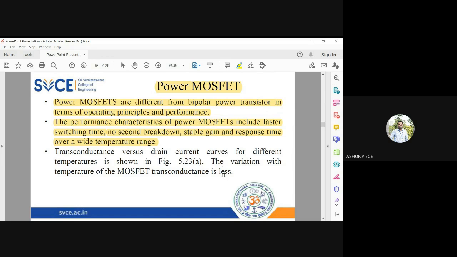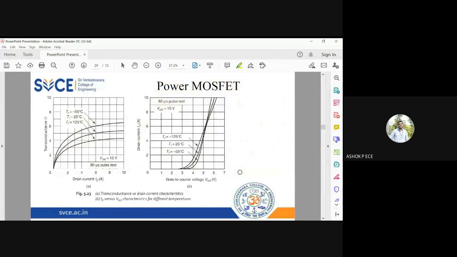Now we are going to see the drain current characteristics for the power MOSFET, as we have seen for the power BJT. You can see that as the drain current is increased, the transconductance is also increased, and you can see the temperature dependence. As the temperature decreases, the transconductance is increasing. So it has a negative temperature coefficient, because all the parameters will decrease when you increase the temperature. It's going to be the reverse.